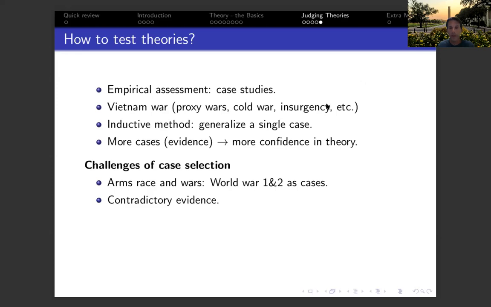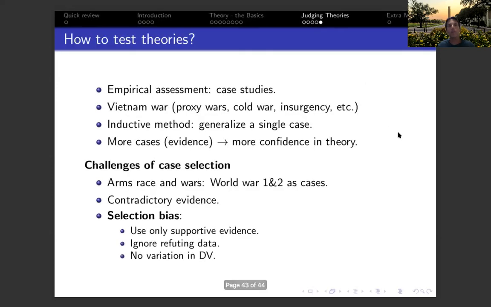So we cannot just focus on those cases that support our theory. There are cases of wars which represent contradictory evidence that arms races are always going to lead to wars. That is actually an example of what's called selection bias. Selection bias means that when we want to test our theory, we only select cases that are consistent with our theory, but we overlook or ignore the cases that can refute that theory.